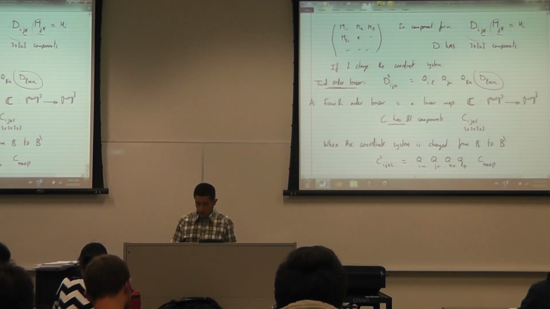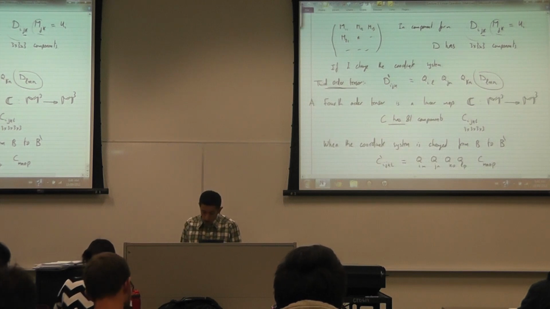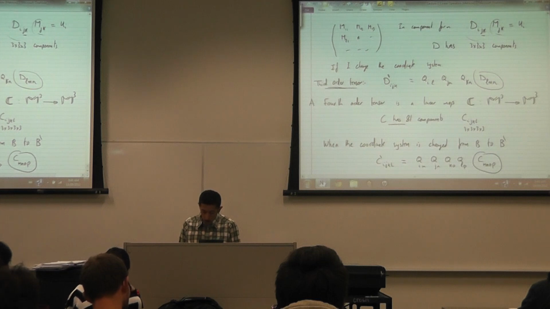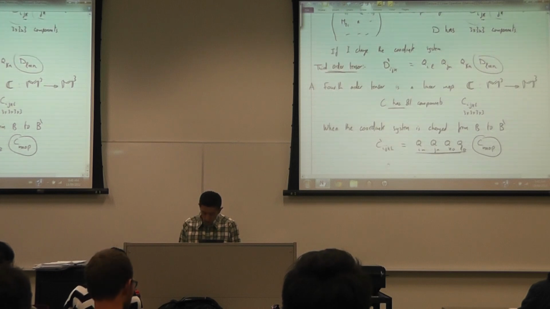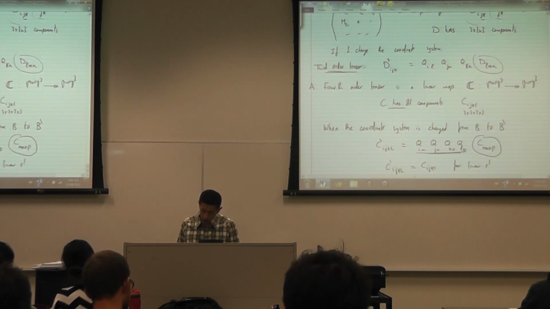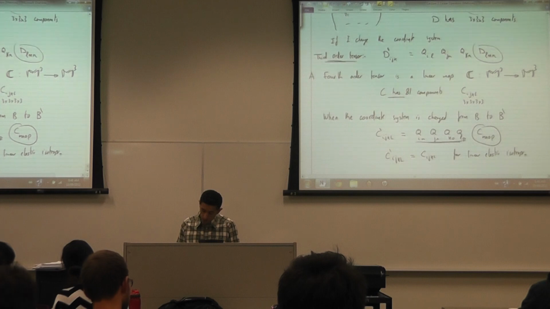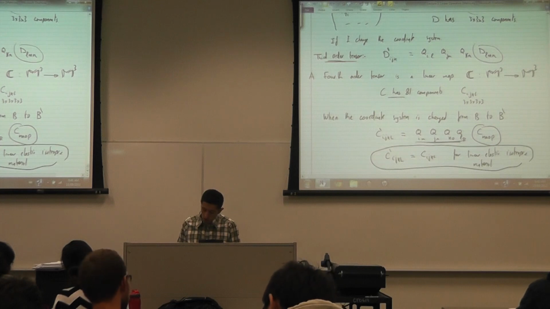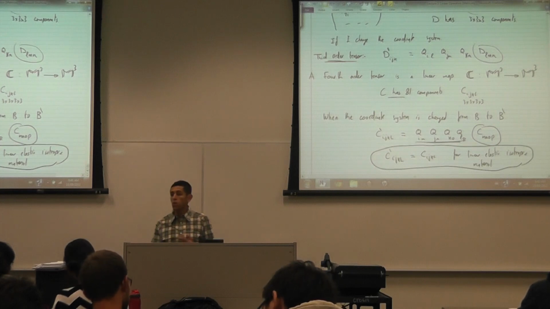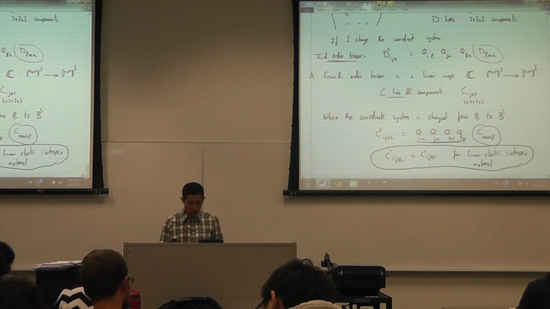And this is something that you're going to have to do in chapter 5: to find what are the possible C's such that even after you change the coordinate system, C'_IJKL has to be equal to C_IJKL. Linear elastic isotropic materials. Because it's an isotropic material, the relationship between the stress and the strain does not depend on the coordinate system. Because the relationship between the stress and the strain does not depend on the coordinate system, these two have to be the same.